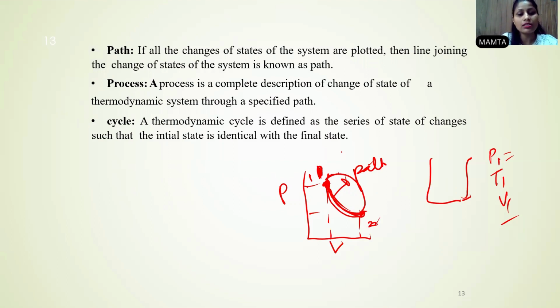Then we have the cycle, which is basically defined as a series of changes of state such that the initial state is identical with the final state. If the initial state is equal to the final state, this is called a cyclic process. We will discuss this further.